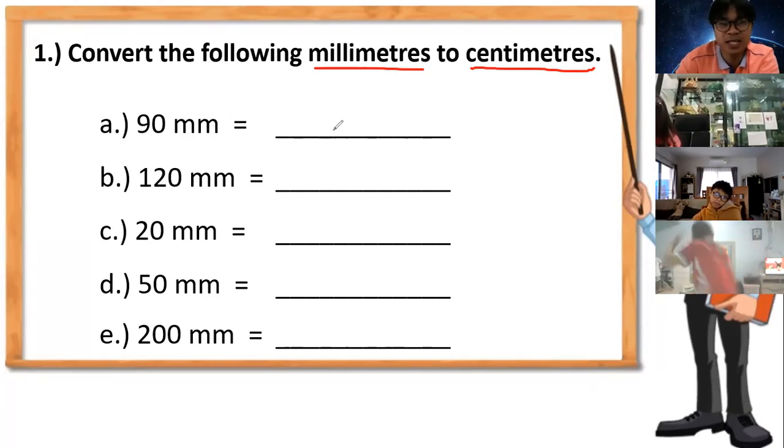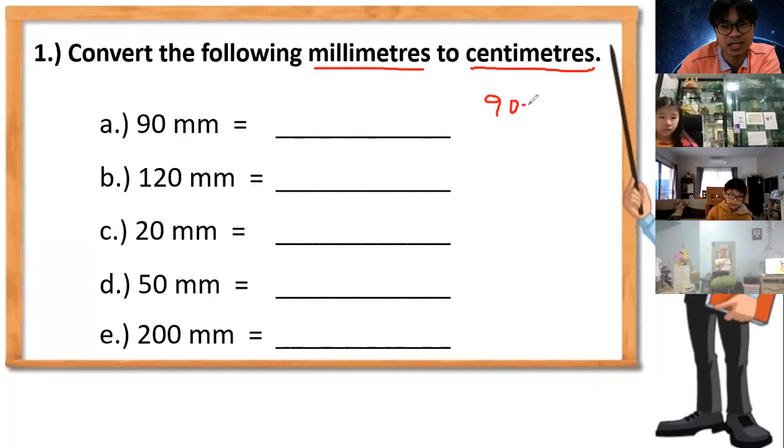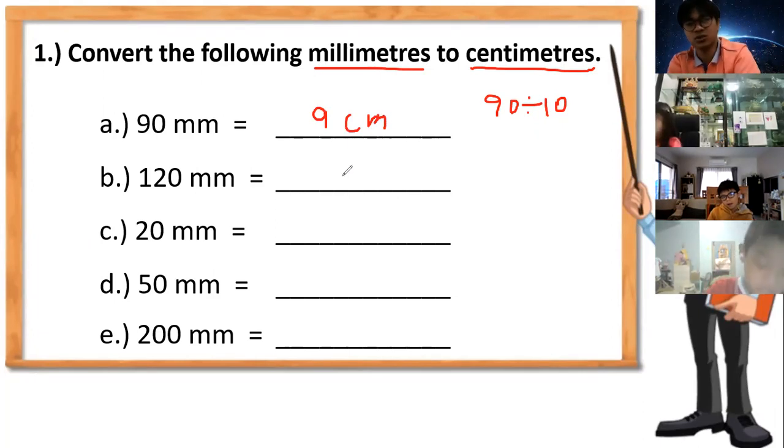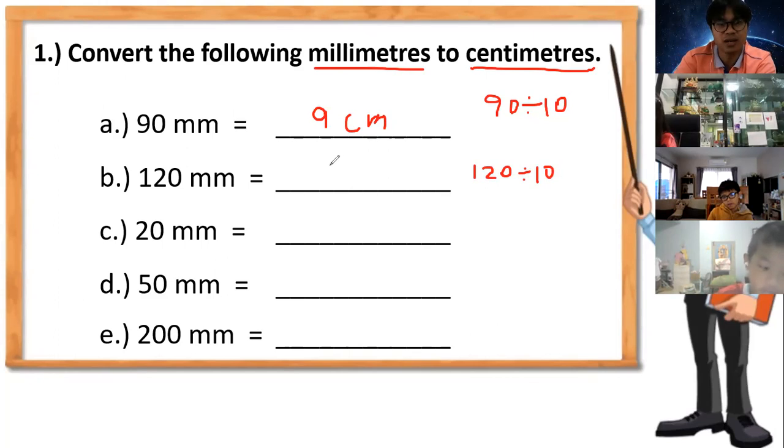90 millimeters. How many centimeters? 90 divided by 10 equals 9 centimeters. Number one, letter B: 120 millimeters. So 120 divided by 10 is 12 centimeters.